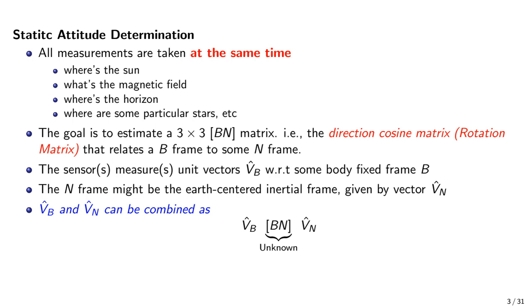How do we take measurements? We use sensors. There are actually different types of sensors which we use, and they have different levels of accuracy. All right, and the N frame, which is the inertial frame, might be the Earth-centered inertial frame, and we represent it with different vectors. So basically, we'll be representing our measurements in the form of vectors. And then we want to calculate.